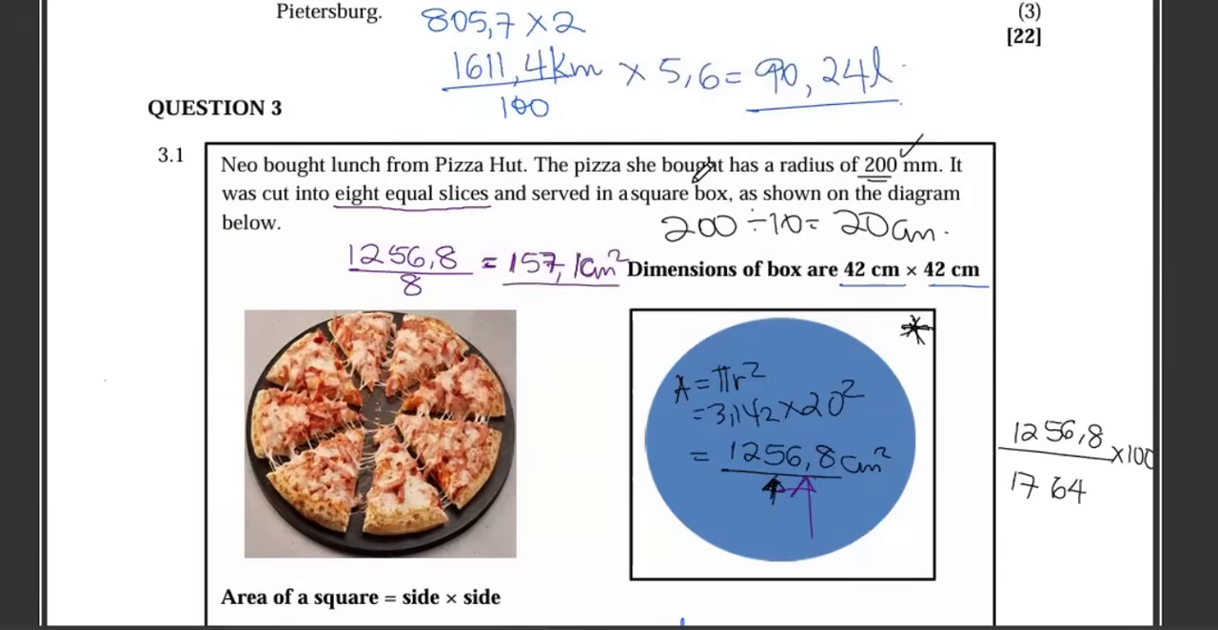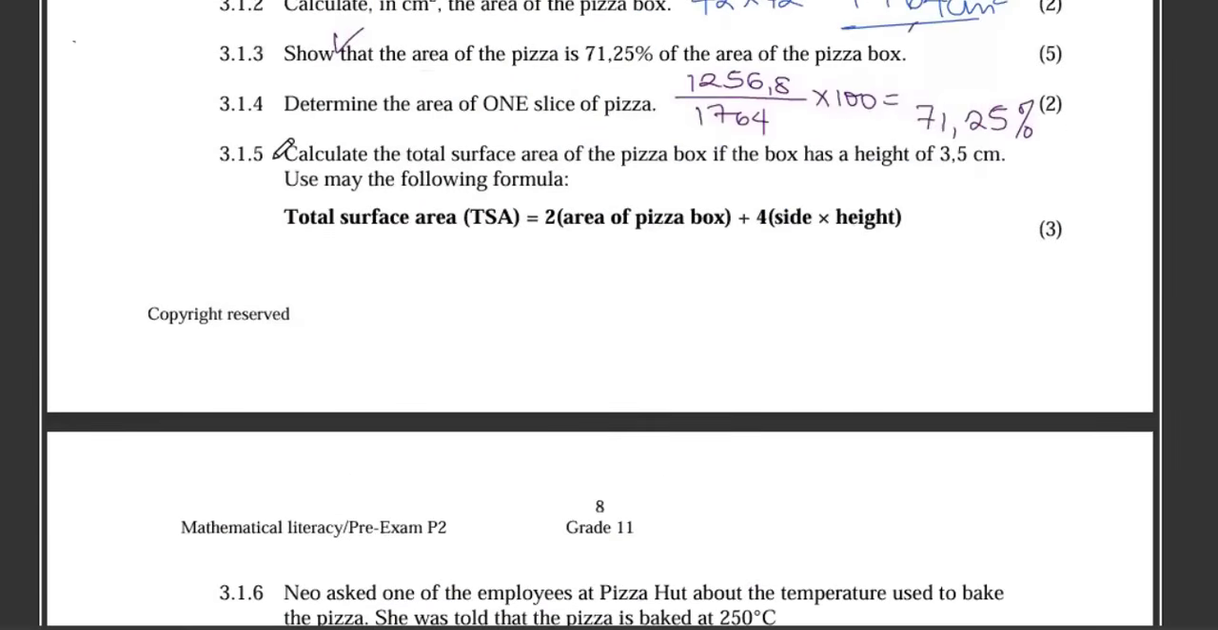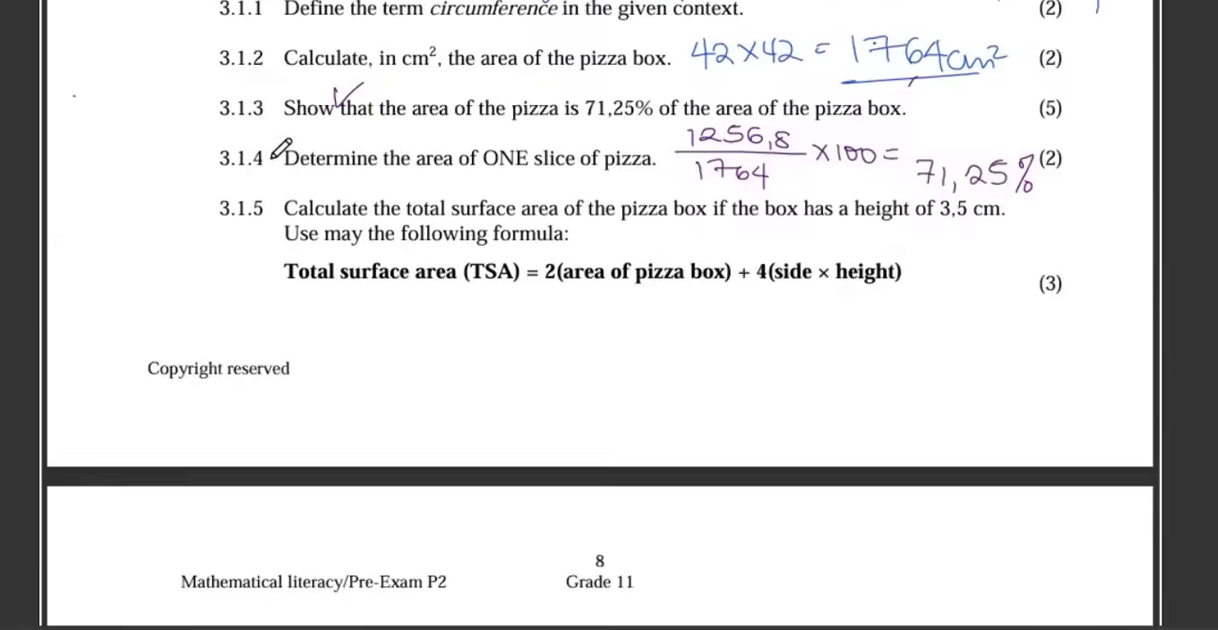Okay. That marks the end. Sorry, that's a question there. Then we come to 3.1.4.